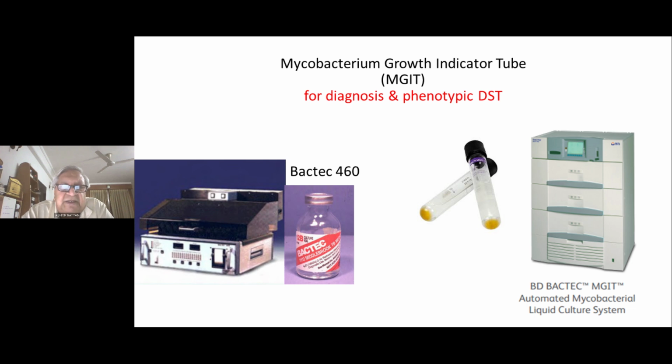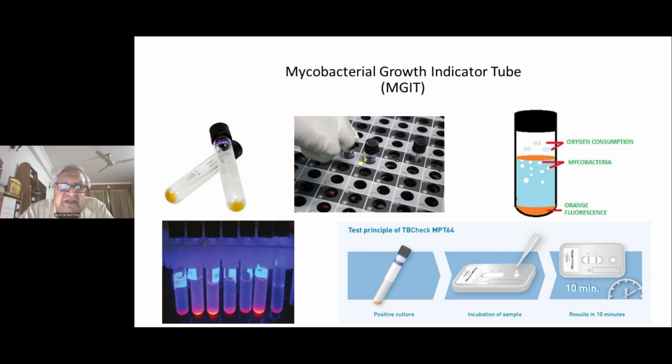That difficulty was overcome initially by BACTEC 460, which went out of use because it used a radioactive isotope for detection, and it was succeeded by a new automated system known as BACTEC MGIT. This automated system is based on using a tube which has a fluorescent dye embedded in it. It has liquid culture, and if Mycobacterium tuberculosis grows, it will consume oxygen. As the oxygen is consumed, the fluorescent dye, when exposed to ultraviolet light, would give rise to fluorescence.